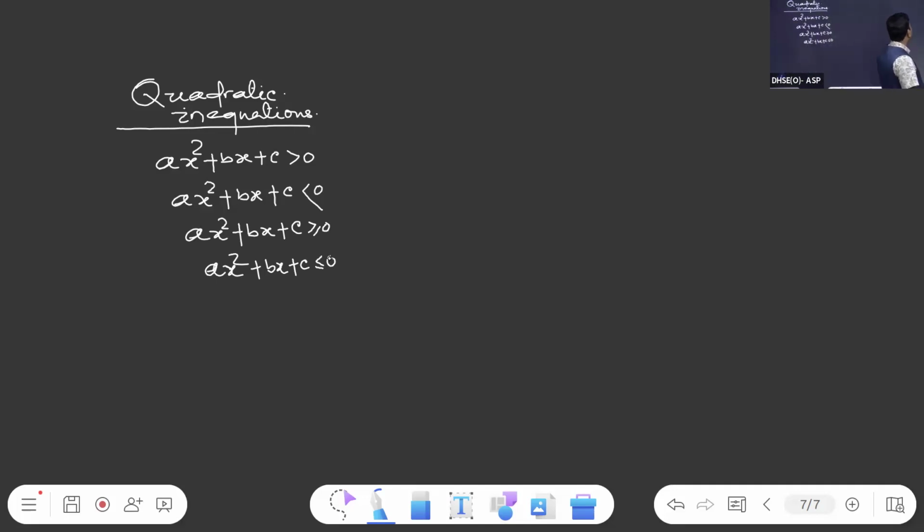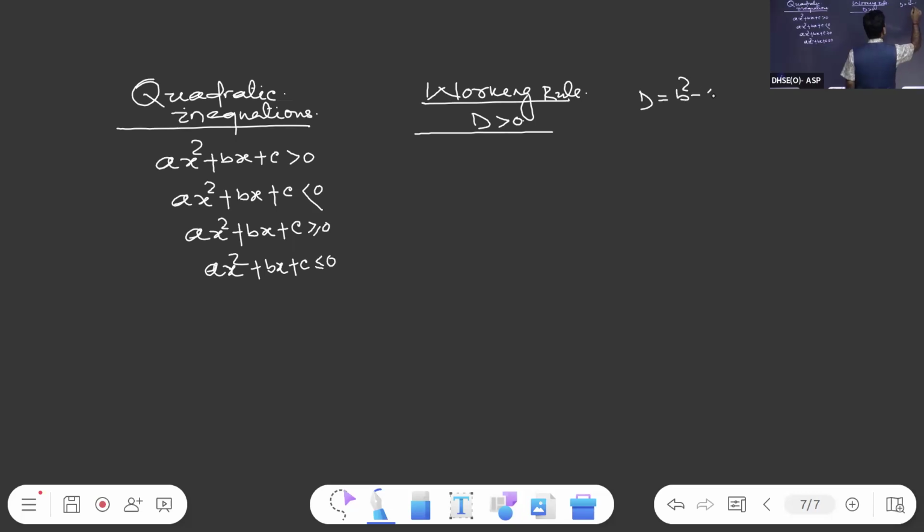There is a method known as the working rule to solve a quadratic inequality. Write down the working rule, the stepwise approach to solve a quadratic inequality. Solution of a quadratic inequality when the discriminant D is greater than 0. What is D? D is equal to b² − 4ac. All of you know what D is in a quadratic equation. This working rule is for the case where D is greater than 0. So step 1.